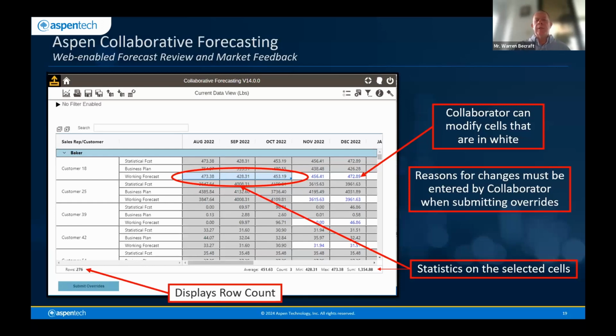Every time someone needs to change a forecast number, they need to enter a reason for it. They need to submit a reason back to the demand planner. Why are they changing this number, and how much are they changing it to? Then, as that change comes back, the demand planner will look at the reasons and either accept the change to the forecast, modify it, or reject it outright.